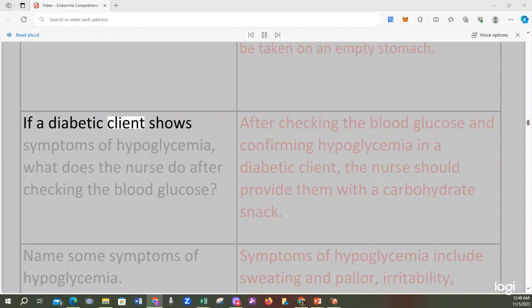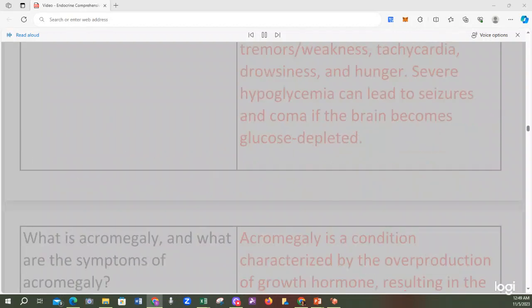If a diabetic client shows symptoms of hypoglycemia, what does the nurse do after checking the blood glucose? After checking the blood glucose and confirming hypoglycemia in a diabetic client, the nurse should provide them with a carbohydrate snack. Name some symptoms of hypoglycemia. Symptoms of hypoglycemia include sweating and pallor, irritability, tremors/weakness, tachycardia, drowsiness, and hunger. Severe hypoglycemia can lead to seizures and coma if the brain becomes glucose depleted.